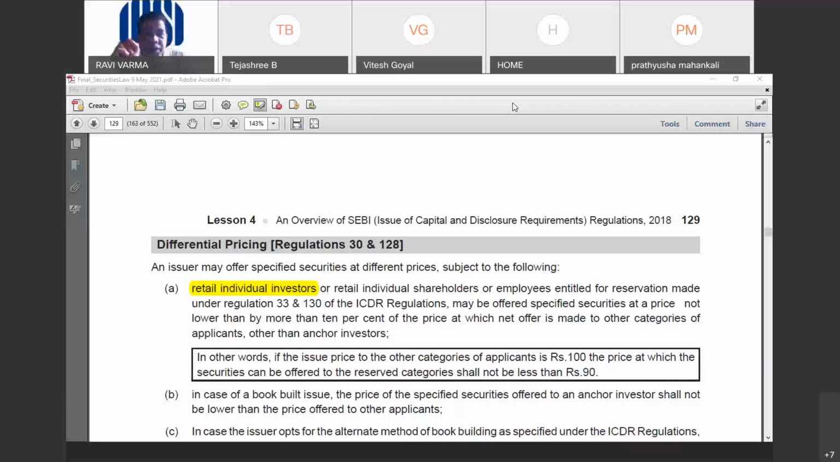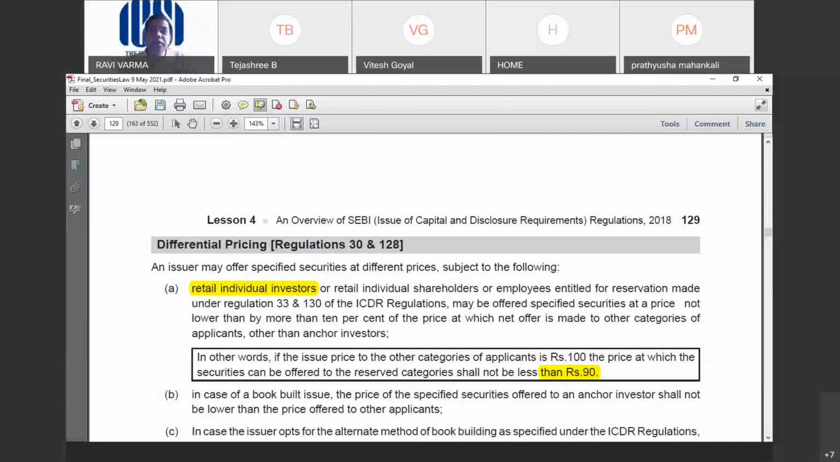So if the pricing is 100 rupees, you can give a maximum 10 rupees discount. That means the price for them can be fixed at 90, not less than 90. Now tell me, if the price is 120, what will be the discount I can offer and what can be the minimum price for retail investors? That is the question for you people. Answer this and then we will go to the next topic.